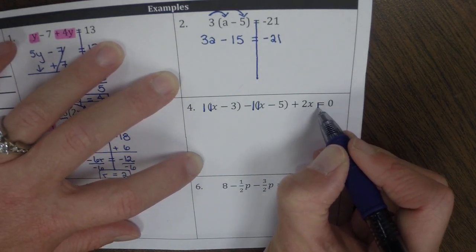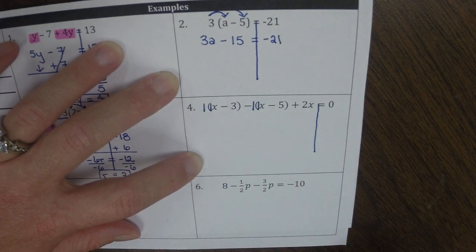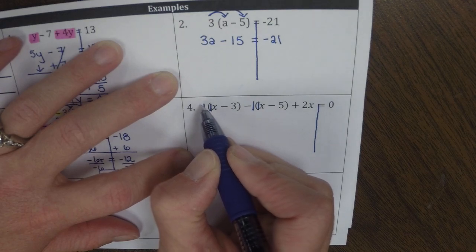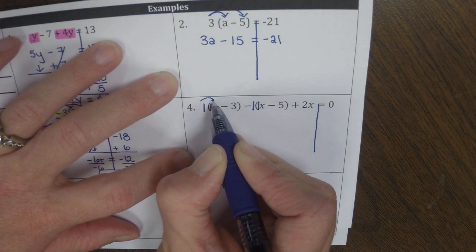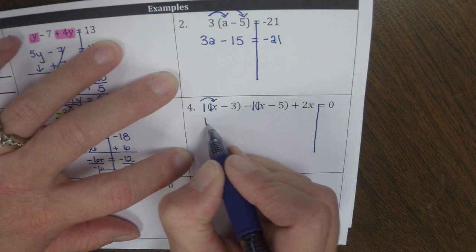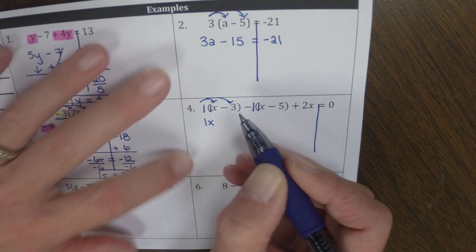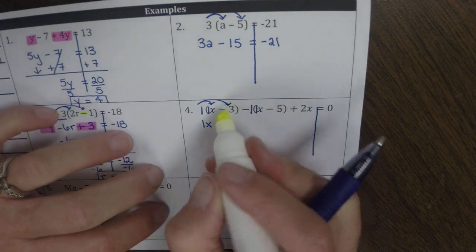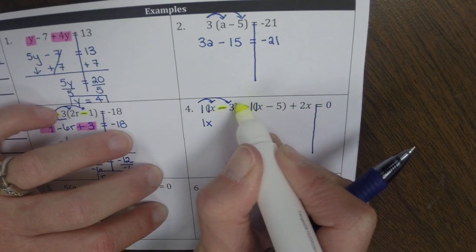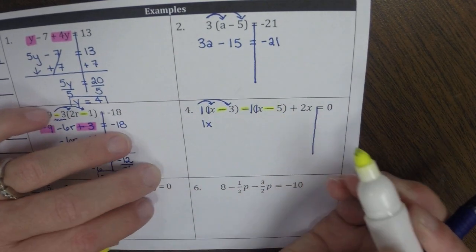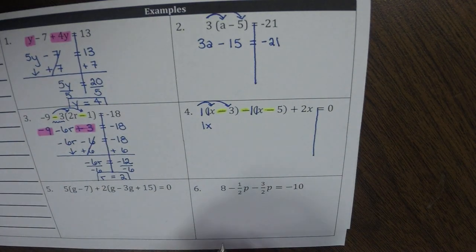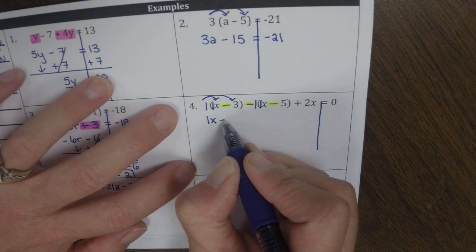So I'm going to draw the line. And then I'm going to do step 2, which is distribute to remove parentheses. So 1 times 1 is 1, so I have 1x. 1 times, and there's that negative again. Do not lose these signs. In fact, I'm going to highlight them again. So 1 times negative 3 is negative 3.